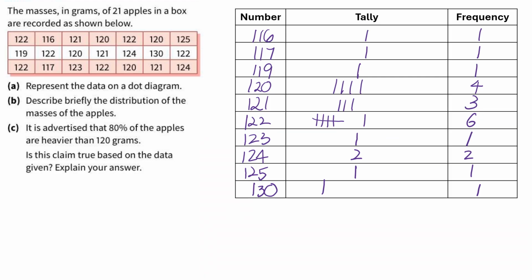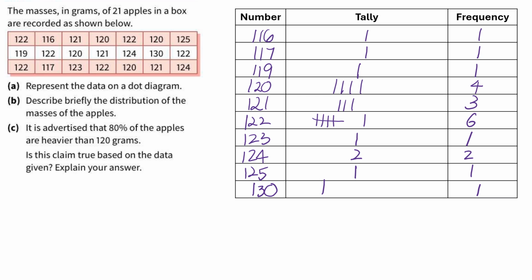Supposing you are a farmer and you have collected 21 apples from your farm, and you have measured all these apples in terms of their masses. Right, so we're going to represent this data on a dot diagram. But before we do that, I'm going to use this data to show you how we can create a frequency table, because in statistics, sometimes we're asked to represent the data using a frequency table.